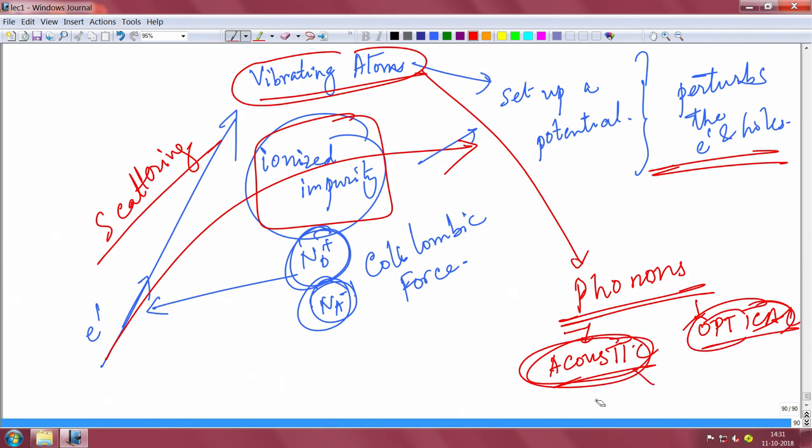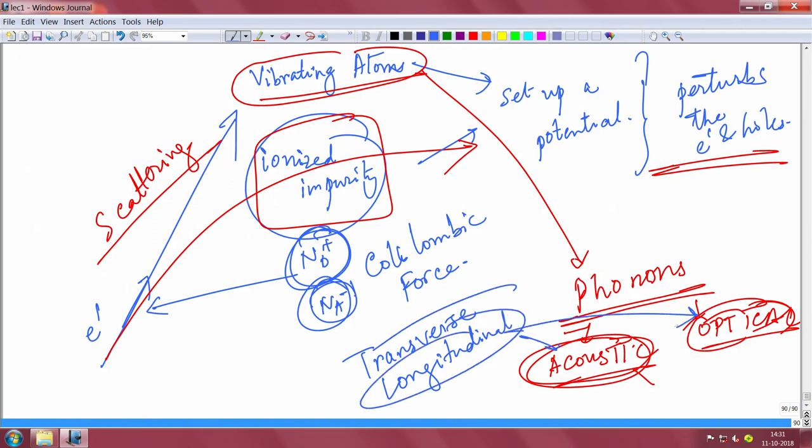They both have one transverse mode and one longitudinal mode of vibration. So there is a transverse mode and a longitudinal mode for each of the acoustic and optical phonon. These ways they are vibrating is what defines them. Anyways, we will not have to go into acoustic and optical in this course. We can just collectively call them phonons or vibrating atoms.